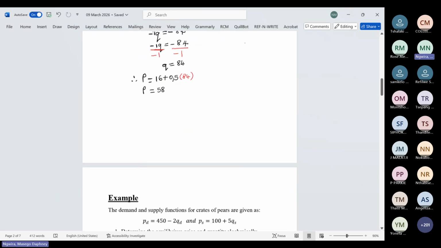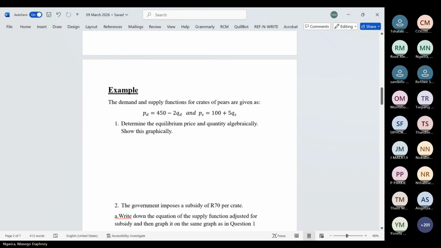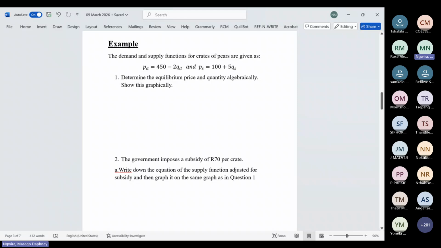And then now we move on to the example for subsidy. We're going to do the same thing. It's still the same. They're saying the demand and supply functions for crates. I took this one from your study guide, and I just tried to put it nicely so that it's easy for us to understand. It says here that the demand and supply functions for crates of PS are given as follows. Number 1, they're saying determine the equilibrium price and quantity algebraically, and then also show this graphically.